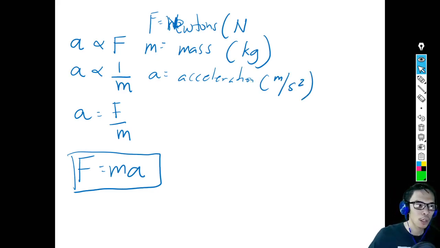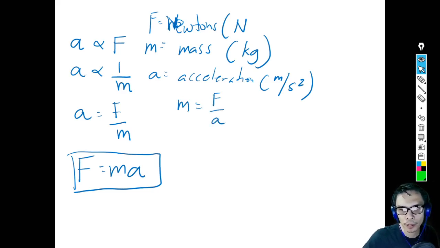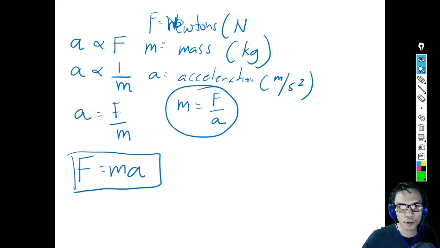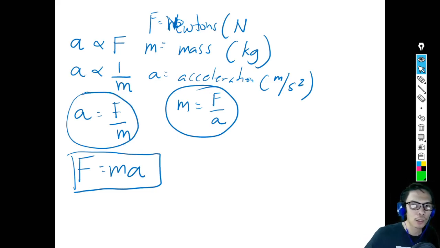Don't be confused by velocity. Velocity is meters per second, and acceleration is meters per second squared. You can rearrange this formula to get the mass: force over acceleration. So with these three formulas, you can now solve any problem that is related to acceleration, force, and mass.